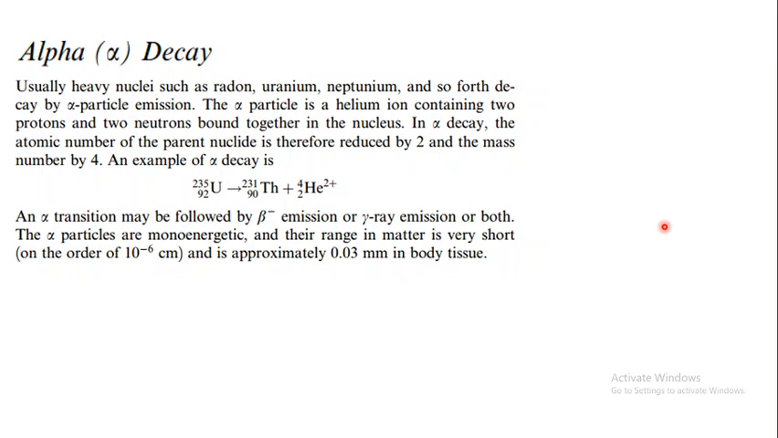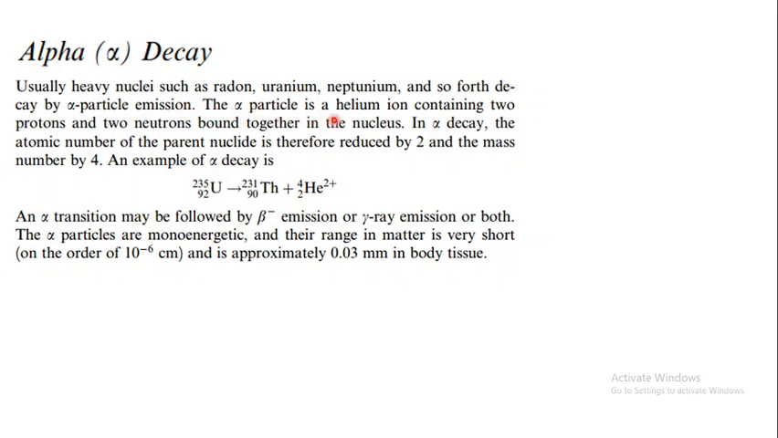The other part is alpha decay. The second most important decay process is alpha decay. What is meant by alpha decay? Usually heavy nuclei such as radon, uranium, neptunium, and so forth decay by alpha particle emission.